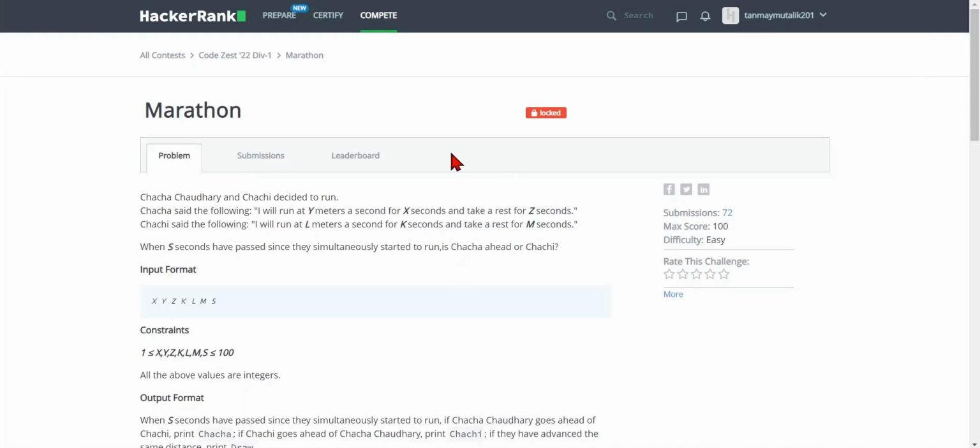This is the video solution for Div 1 question 1, the marathon. In the question we have Chacha and Chachi who have decided to run. According to the given condition, Chacha will run at y meters per second. That is the speed of running of Chacha is y meters per second, and Chacha runs with this speed for x seconds.